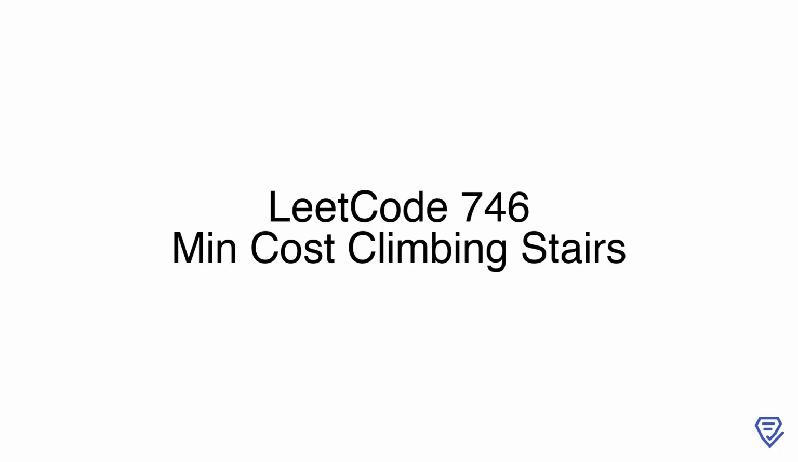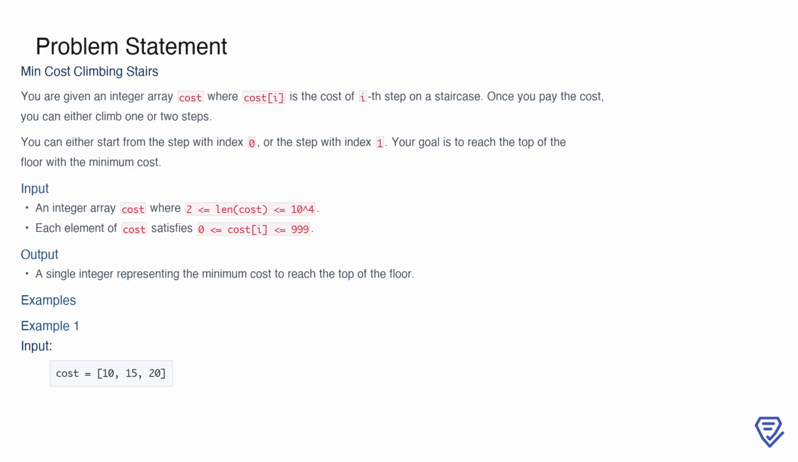Let's dive in. In this problem, we are tasked with finding the minimum cost to climb a staircase, where the cost of stepping on each stair is given in an array called cost. Each element cost[i] represents the cost of stepping on the ith stair. After paying the cost, you have two choices. You can either move up by one step or jump 2 steps forward. You can start your climb from either the first step, which is at index 0, or the second step, at index 1. The goal is to reach the top of the staircase with the least total cost.